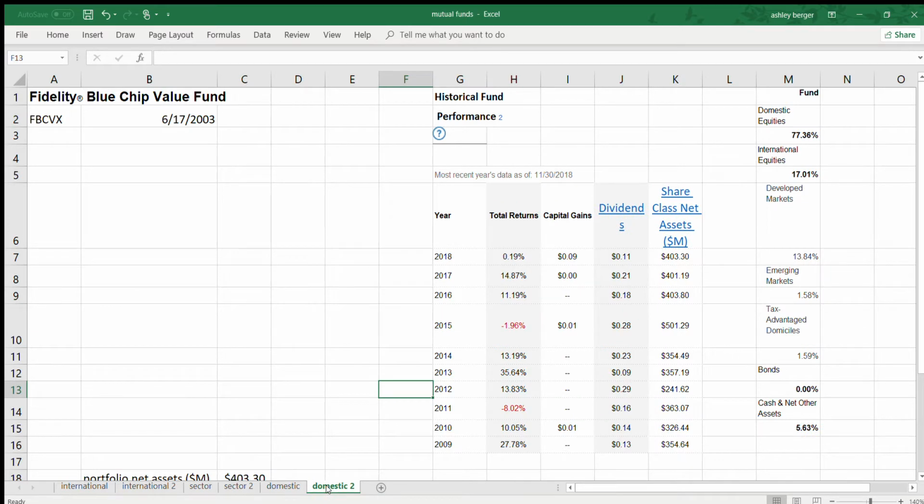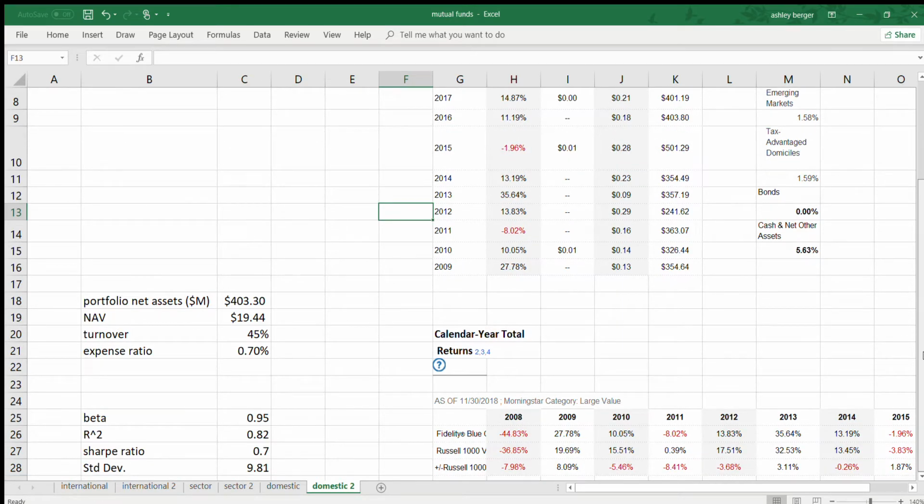The last domestic fund I was looking at was Fidelity Blue Chip Value Fund, which was incepted on June 17, 2003. This one has a portfolio net asset of $403.30 million, a net asset value of $19.44, a turnover rate of 45%, and an expense ratio of 0.70%. The beta is 0.95, the R squared is 0.82, the Sharpe ratio is 0.7, and the standard deviation is 9.81.